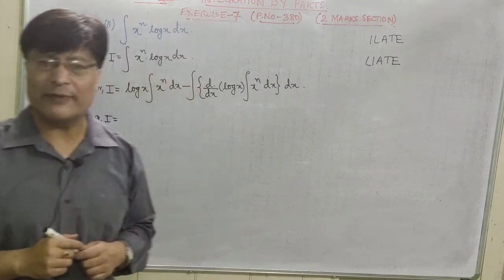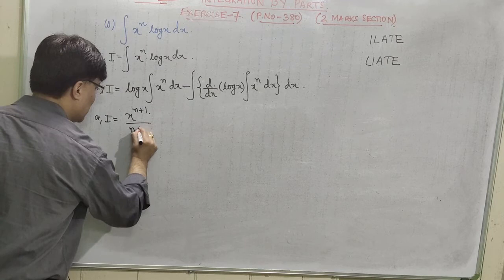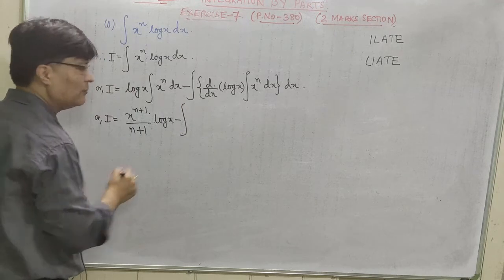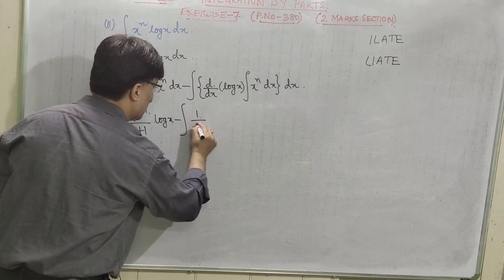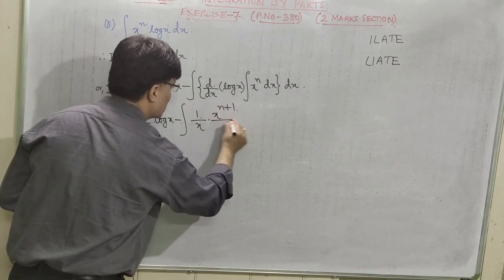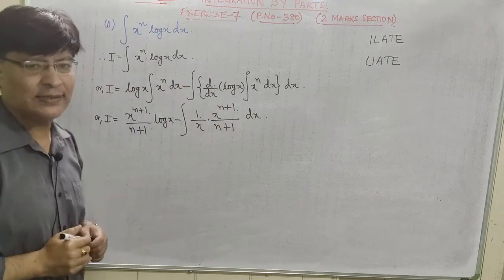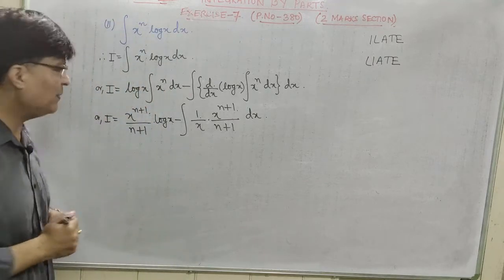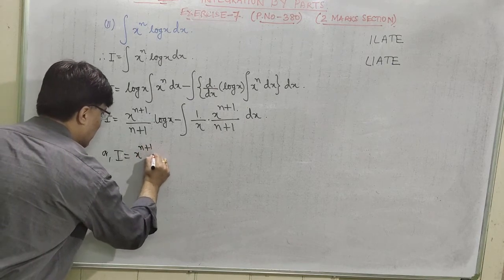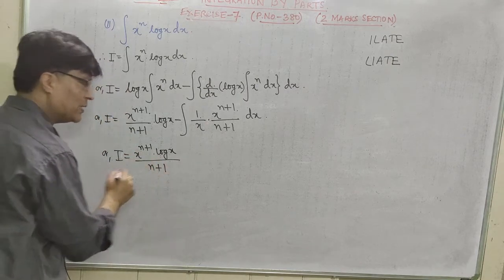So you know what is integration of x to the power n? It is x to the power n plus 1 divided by n plus 1, into log x, minus integral sign. What is dy by dx of log x? 1 upon x, into integration of x to the power n, x to the power n plus 1 divided by n plus 1. Then what do we write? dx. So I think you have understood it. Okay. Or I is equal to, first term is x to the power n plus 1 into log x divided by n plus 1, right?